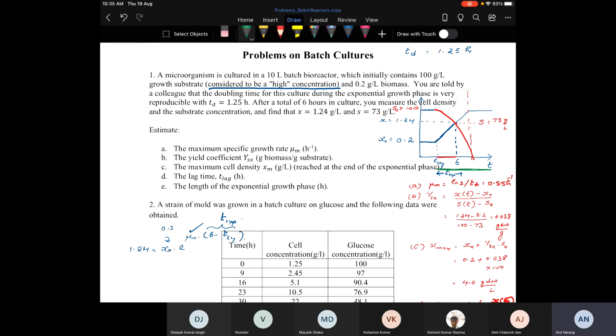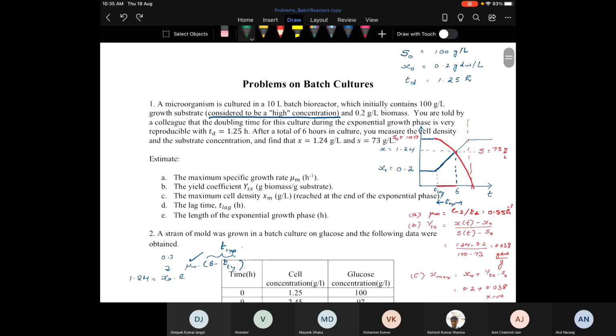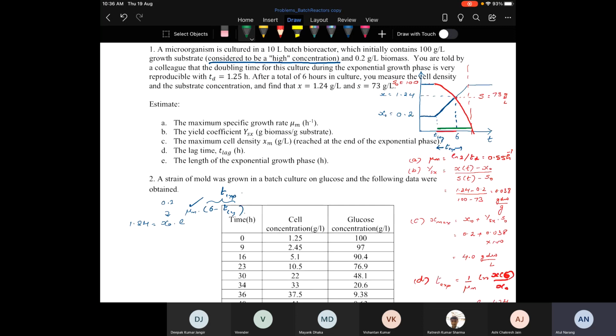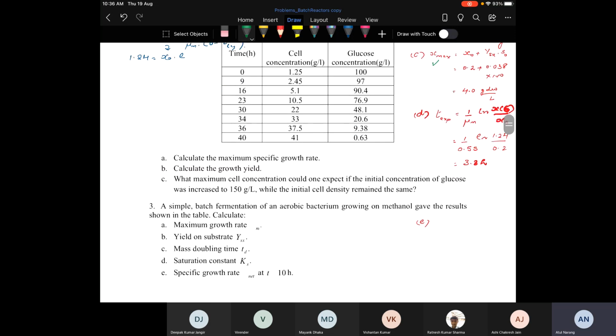This entire length. Sorry, I didn't do it right. This length, the entire exponential growth phase. Well, we have already estimated x max. We already know that when it reaches this point, we know what x is. So then use that x max to calculate.